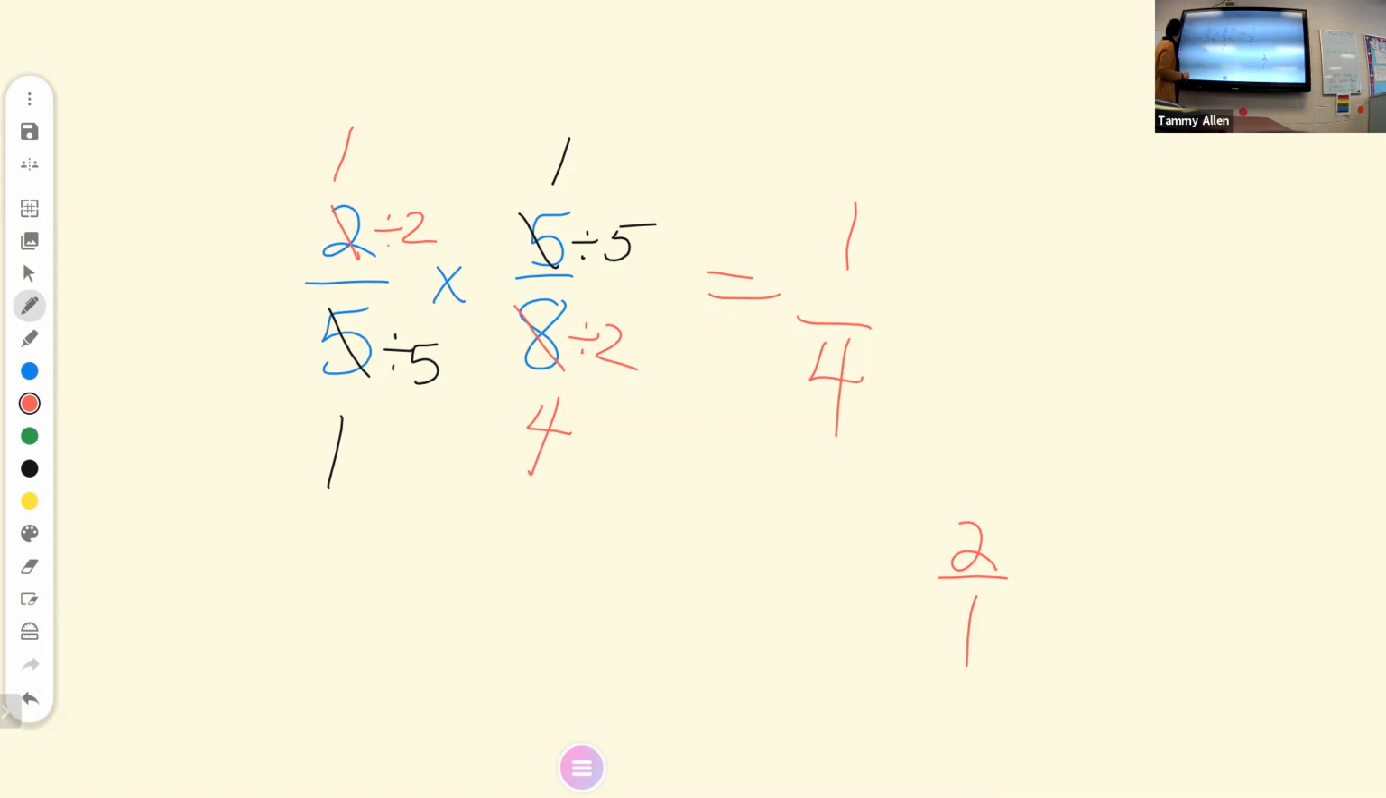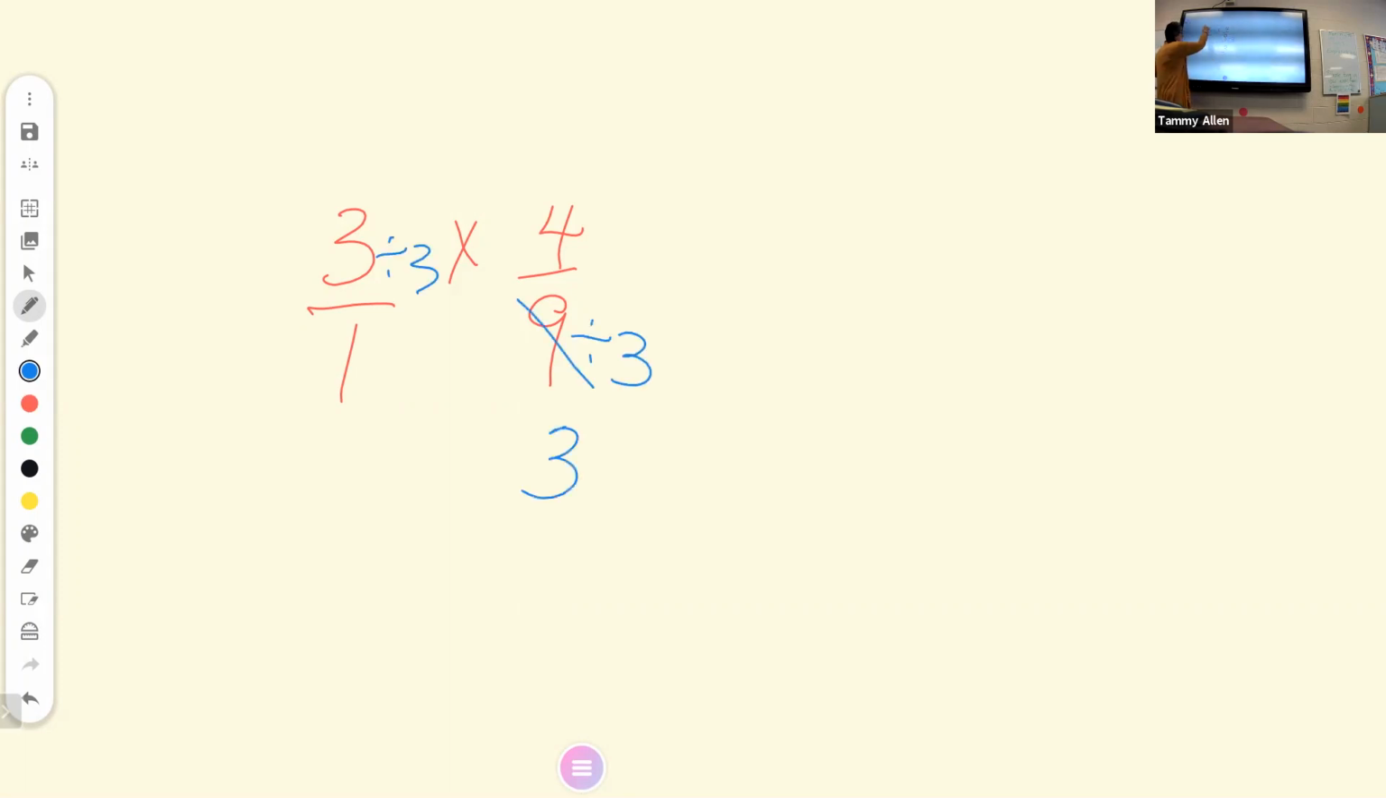All right, whole number. For all of you who are struggling with whole numbers, if it's 3 times, let's say, 4/9. Watch this, folks. 3 times 4/9. 3 is 3 over 1, right? Is there a common factor of a numerator and denominator? Yes, 3. Divide by 3, divide by 3. That is 3. That is 1, right?